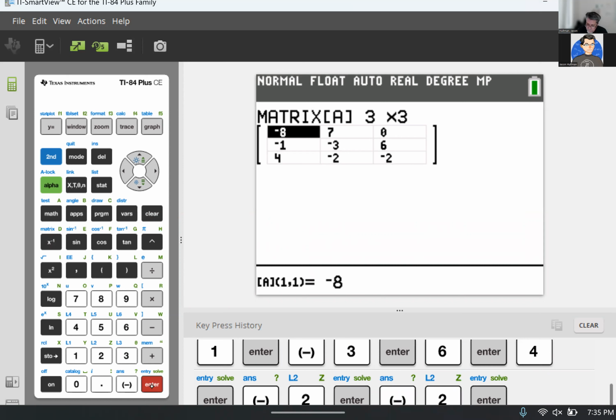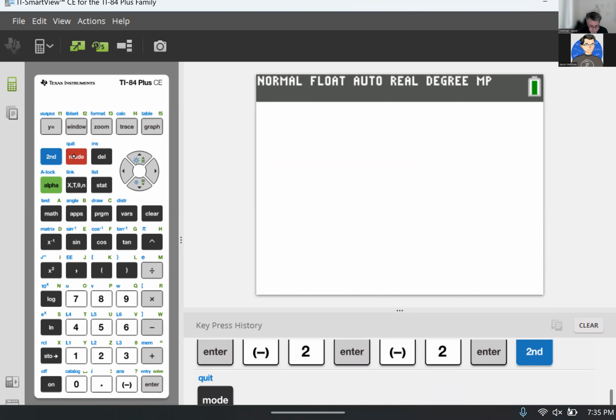Okay, and so we have matrix A. Now I have to quit out of this. I don't know why the calculator makes me do this, but in order to quit out of this mode, I have to hit the second key, and then hit the mode key, and it quits completely out of it. Okay.